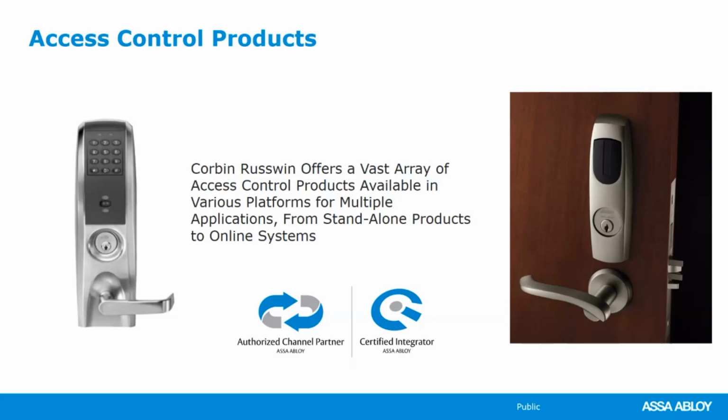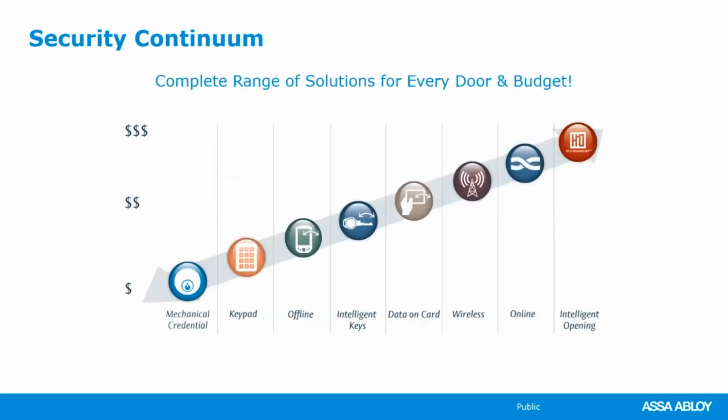So we'll start looking at what we call our security continuum. And we start at the bottom left with a mechanical key credential that is the most cost effective. When we start moving up our continuum to add features to the lock, then you start adding slightly to the cost of the device. And we're going to touch on keypad, offline, wireless, and online solutions. Corbin Russwin has all of those products available.